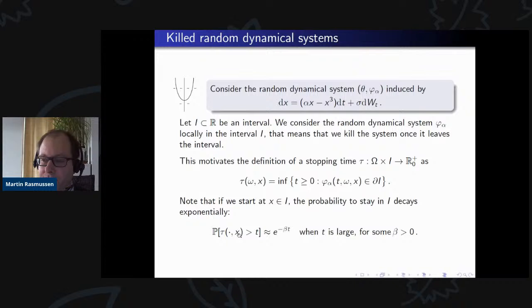So we have an exponential decay of mass which stays in this interval I, and this exponential decay rate corresponds to a decay which you see when you look at a quasi-stationary measure. And it actually depends on x here, and that's also important when we look at the following quantities.